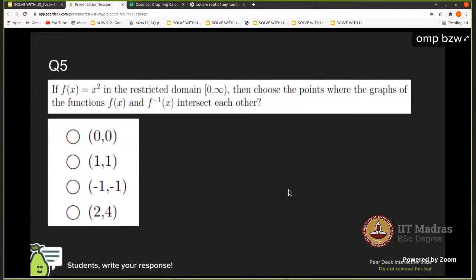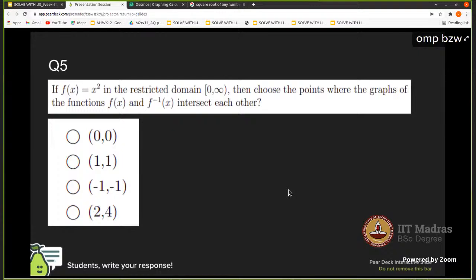There is a function f of x given to you, x square, which is restricted to the domain 0 to infinite. Why did I restrict it? Just to make it a 1-to-1 function. So nothing else is there. In order to make x square a 1-to-1 function, I restricted the domain from 0 to infinite. Once I made my function 1-to-1, I will have an inverse to it. So what I want is to choose the points where the graphs of these functions f of x and f inverse of x intersect each other.